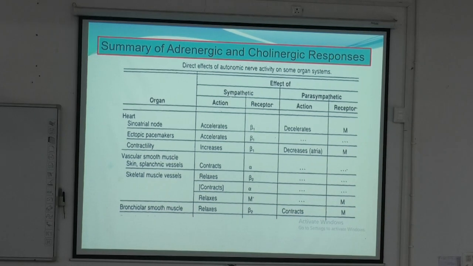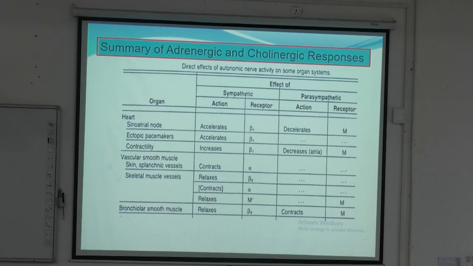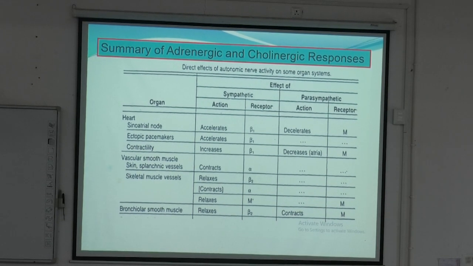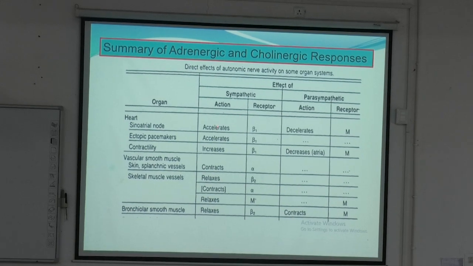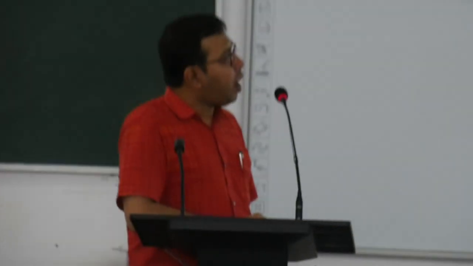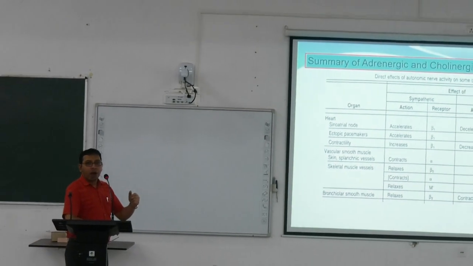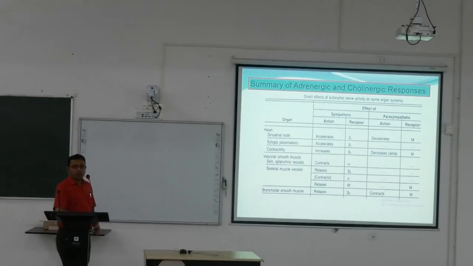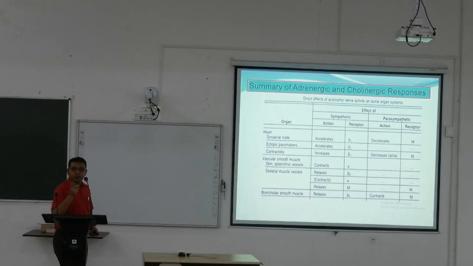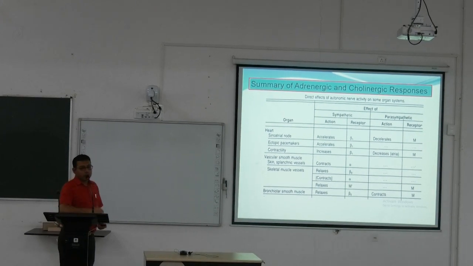For example, in the heart, the SA node, you know that is the pacemaker of the heart, and it is innervated by both the sympathetic and parasympathetic systems. The sympathetic system basically accelerates the SA node by acting on the beta 1 receptor. You have already read about the beta receptors. And deceleration, that is the decrease of the heart rate, occurs by means of the muscarinic receptor. Which muscarinic receptor? M2. The M2 receptor is present in the SA node.